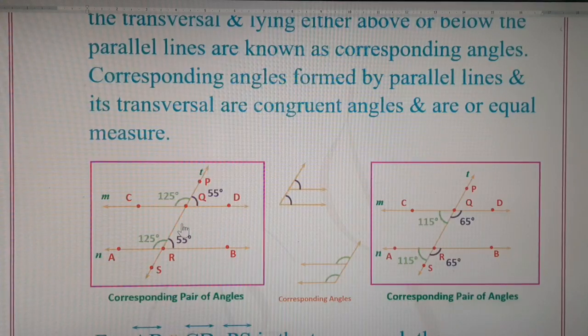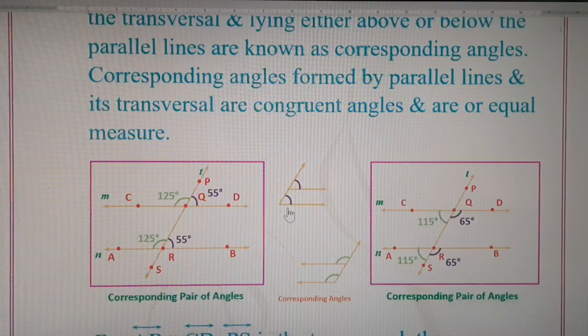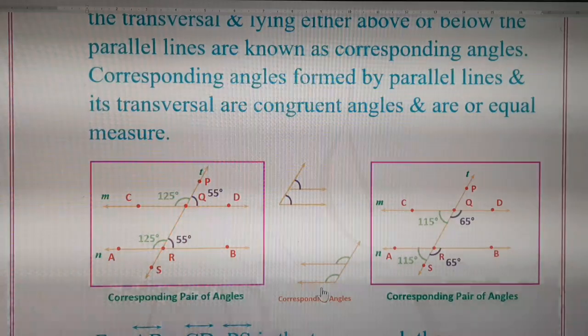Let us understand what are corresponding angles. Corresponding angles form a pattern of the English letter F. Children, if we observe this diagram, this looks like an inverted F. And similarly, this diagram also looks like the inverted F.